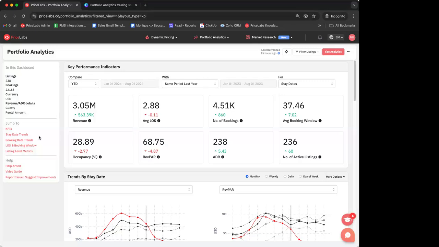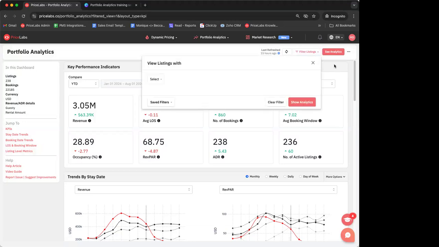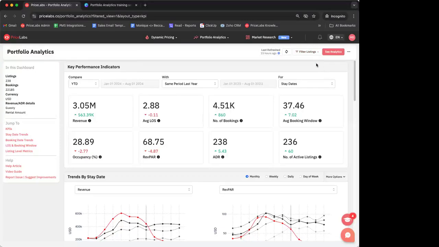Then right below that, you have a section where you can jump to the different areas of this report, so you don't have to scroll up and down. And then down at the bottom, we have our help articles, the video guide, and links for you to report issues and suggest improvements. Up here, you can always filter the listings, the same kind of filters that showed up when we first opened this. You've got your little refresh button here. Portfolio Analytics refreshes roughly every 24 hours because every time you sync, we also pull in any new reservations that have come in, and they should show up in Portfolio Analytics within 24 hours of receiving that reservation.